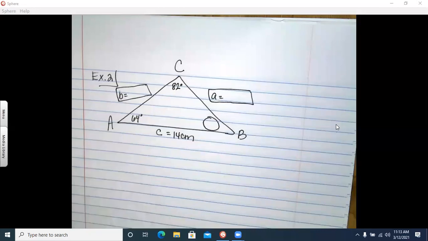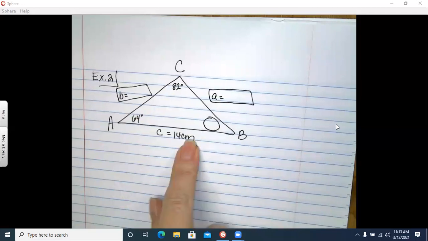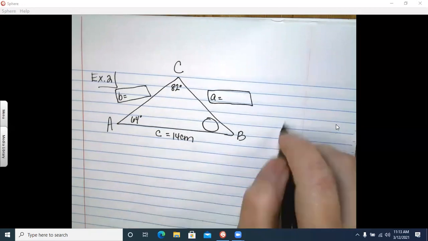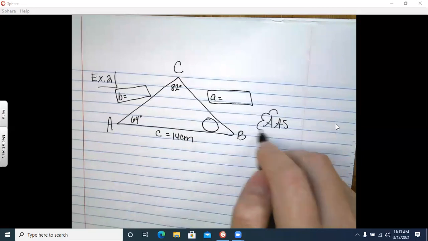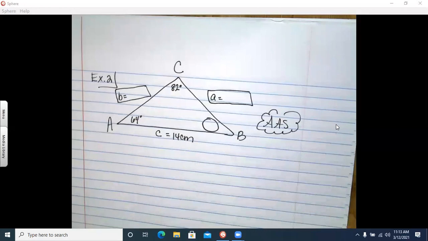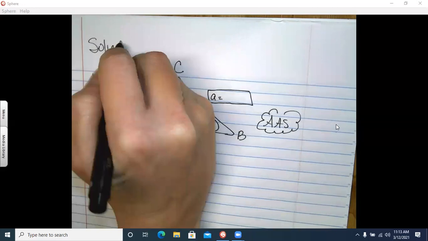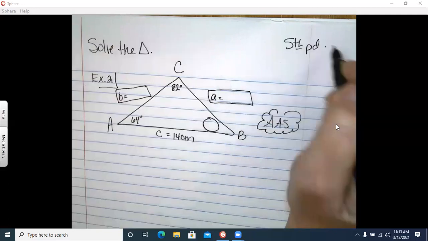All right, is this an angle side angle or an angle side? Angle side, because the side is not included in between the 2 angles that we know, right? So this is an angle side, or you can say side angle, it doesn't matter. Same thing. 2 A's and an S. The S is not between the A's. All right, so we're gonna solve the triangle. When you have to solve the triangle, that means find every angle, find every side.